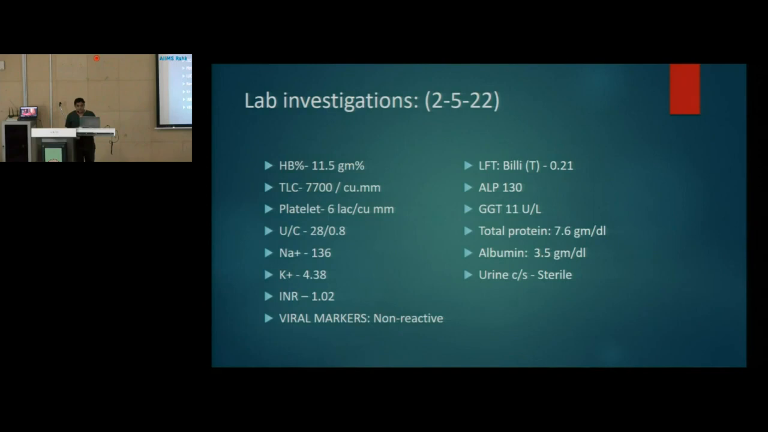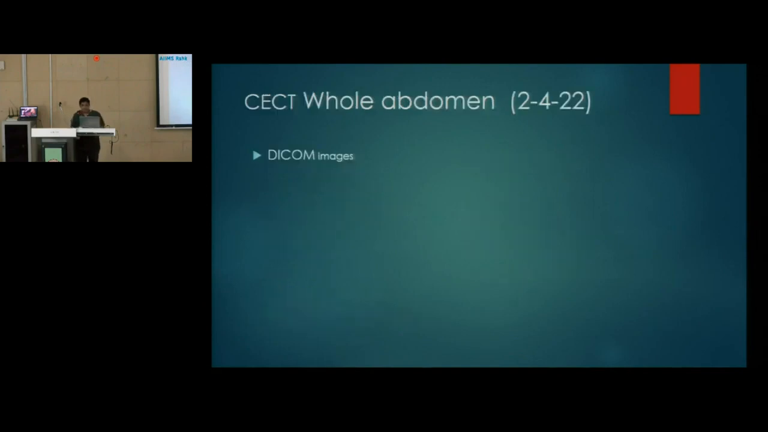General lab investigations that we did were all normal. Following that, the patient presented with an ultrasound done outside that was suggestive of a suprarenal mass. So we did a CECT abdomen with adrenal protocol for the patient. The DICOM images will be discussed by the radiology resident, Dr. Trilocha.